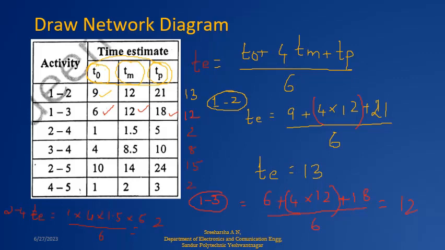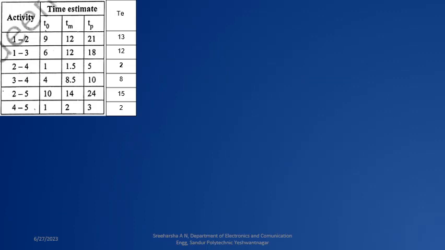So once you have calculated this TE, you will get a table something like this. What we have calculated, you write it like this in a table, and now we should be able to draw the network diagram. Here, either you can name the activities A1, A2, A3, A4, A5, A6, or you can also remember the activities as 1, 2, 3.